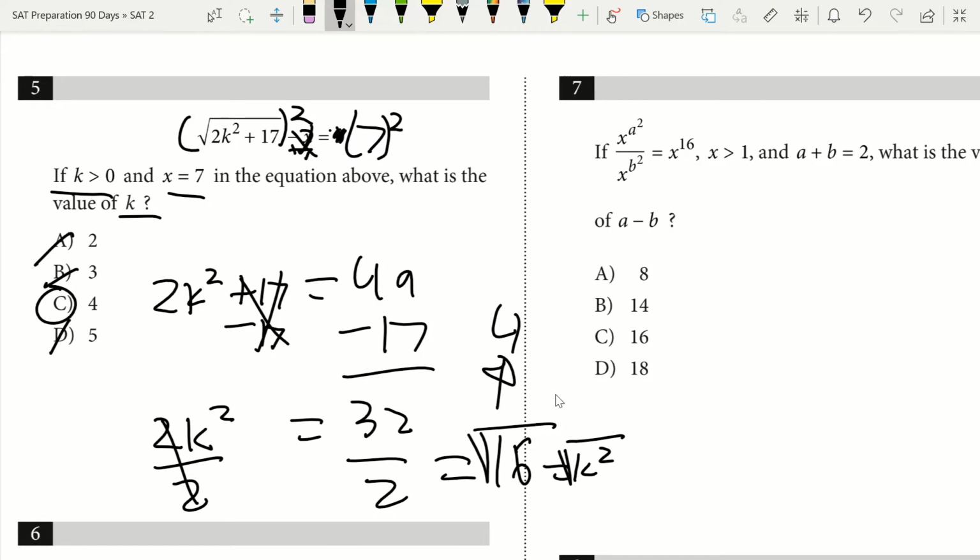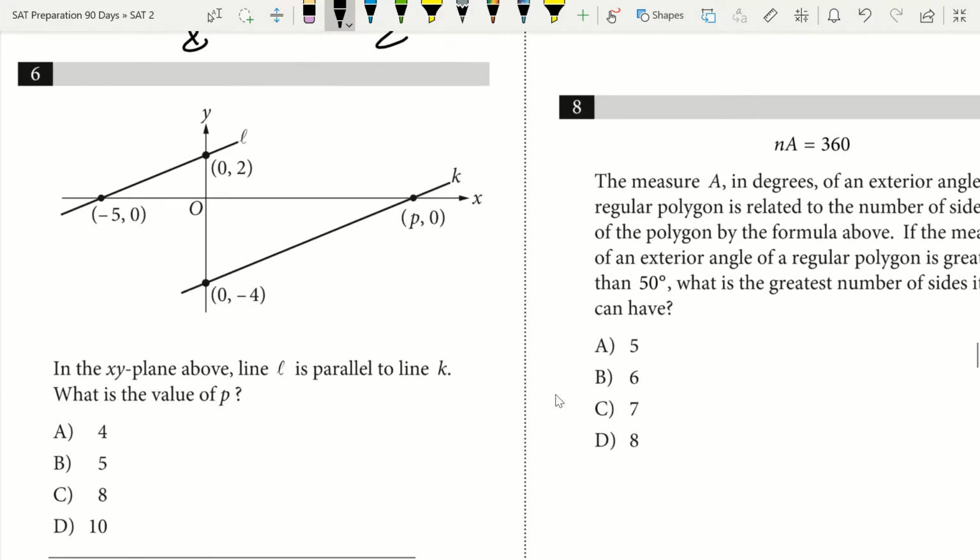Okay, now I've got question 6. Okay, so I've got two lines. Line L is parallel to line K, which means it's got the same slope. What's the value of P? Okay, first thing I'm going to do is find the slope. I see I go over 5 and I go up 2.